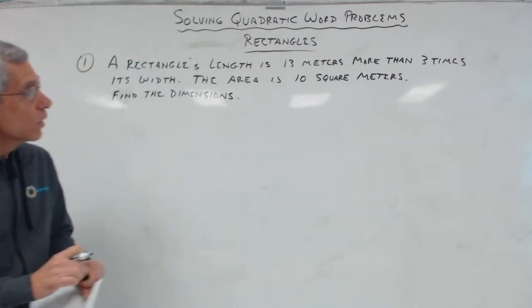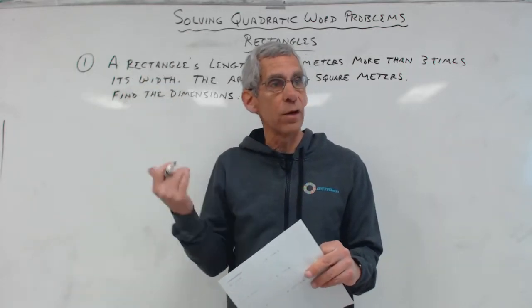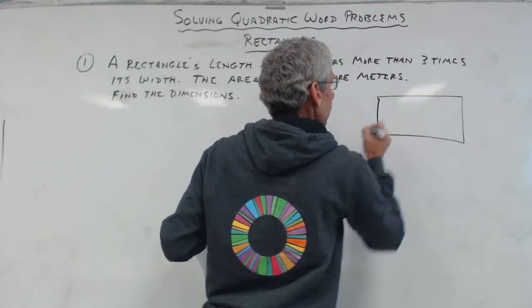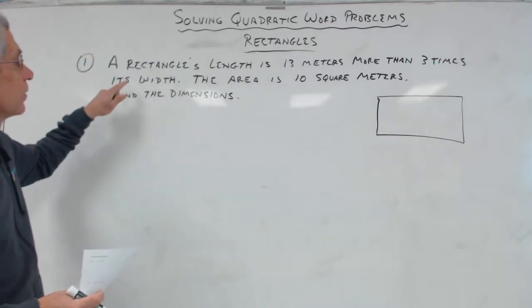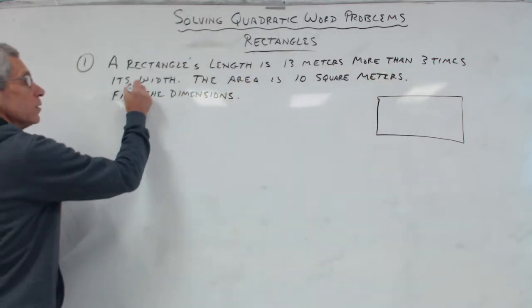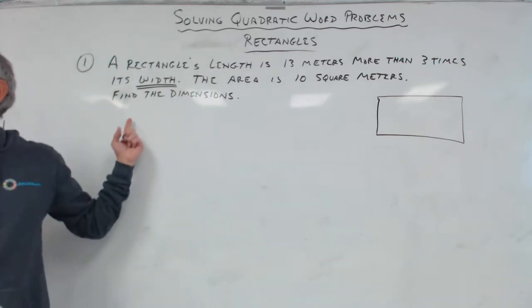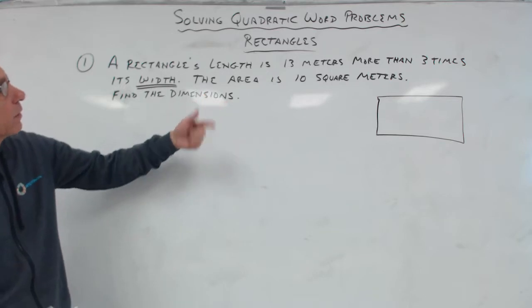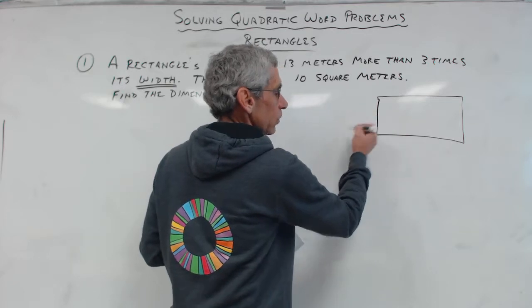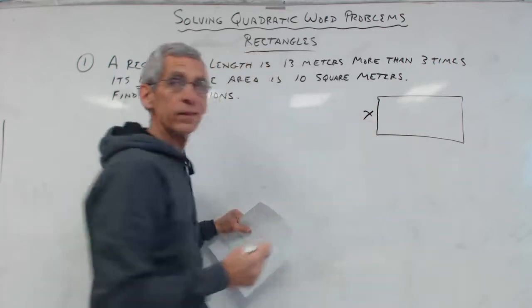Okay. So the key is, first of all, when you realize it's going to be a rectangle, always draw the rectangle, right? So here's my rectangle. And I've got to figure out what my sides are. What do I know about my sides? It says a rectangle's length is 13 meters more than 3 times its width. Would you guys agree with me that the foundational thing is the width? The length is based on whatever the width is, right? So I'm going to make the width W or X. What do you want? X or W? X. All right. So my width is X.